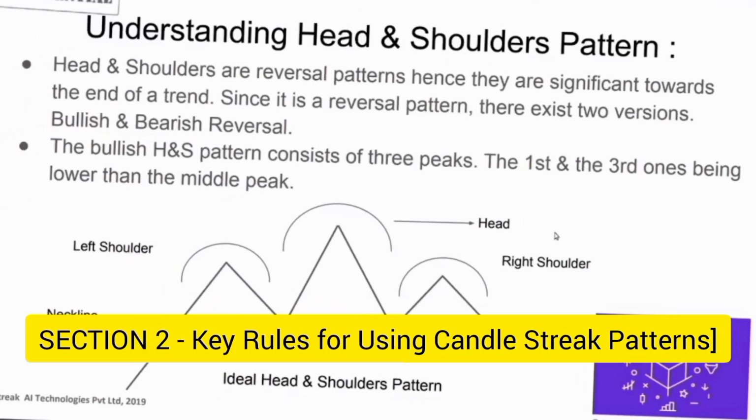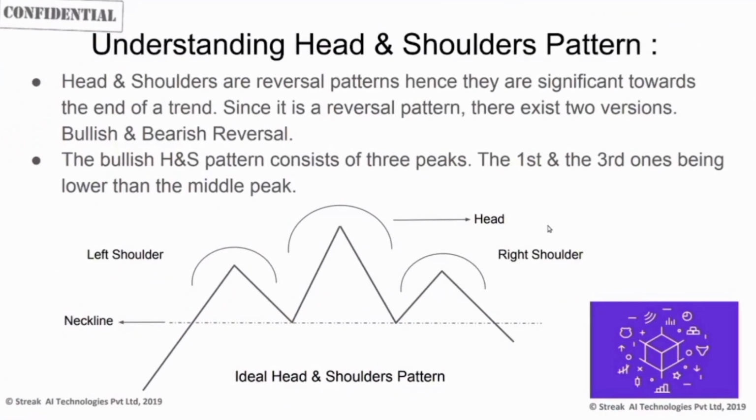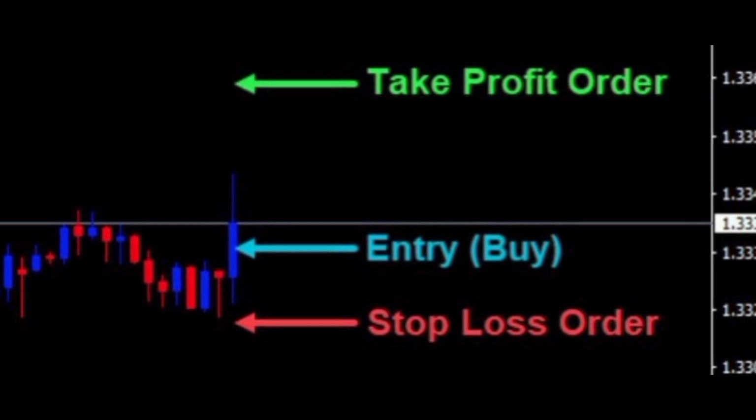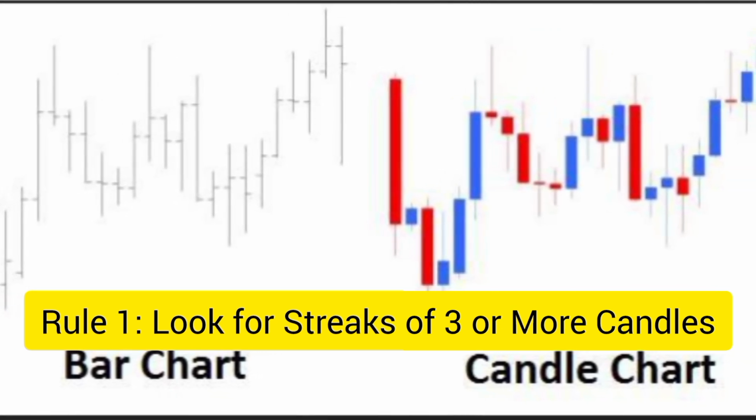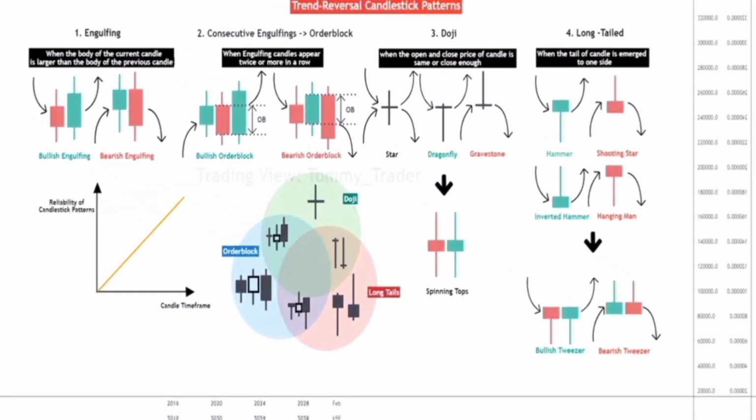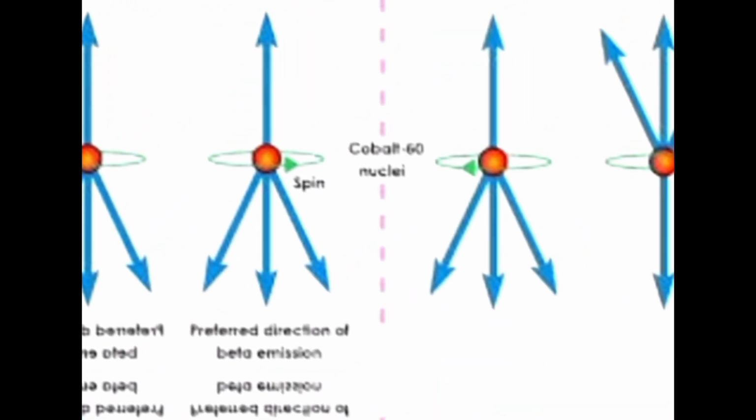Section 2. Key rules for using candlestick patterns. Now that you know what candlestick patterns are, let's go over how to use them to make profitable trades. There are 3 important rules you need to follow. Rule 1. Look for streaks of 3 or more candles. For a reliable signal, look for at least 3 consecutive candles of the same color. Anything less than that is too weak to act on.